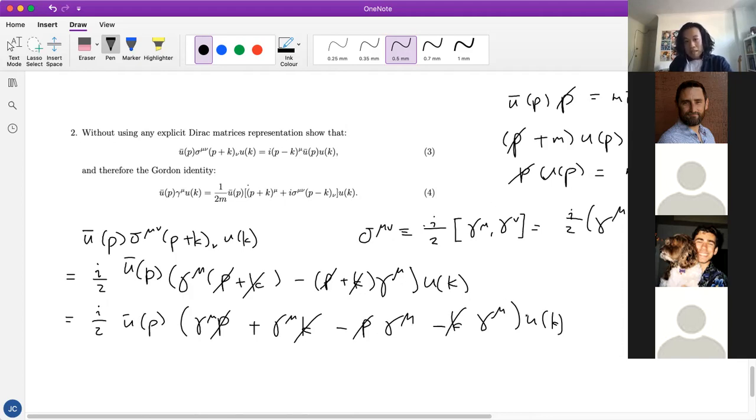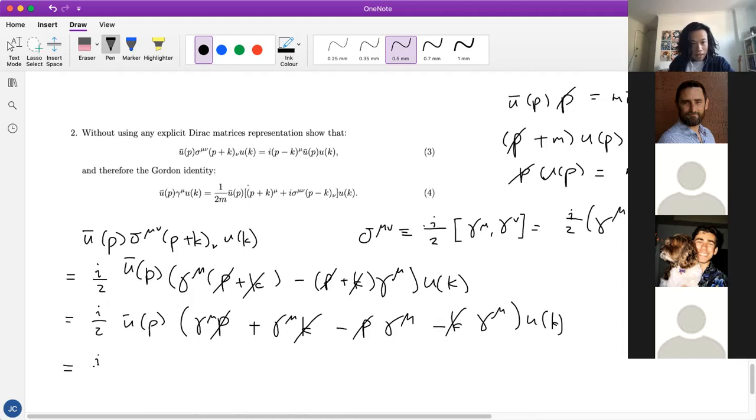And same story on the right-hand side. So this K slash wants to meet up with this U of K to be simplified to this M U. But this gamma mu is in the middle, so I can't do it to this term, but I can do it to this term. So these two can be simplified using Dirac's equation, but not these two terms. So we're going to leave these two alone and then rewrite these in terms of the mass.